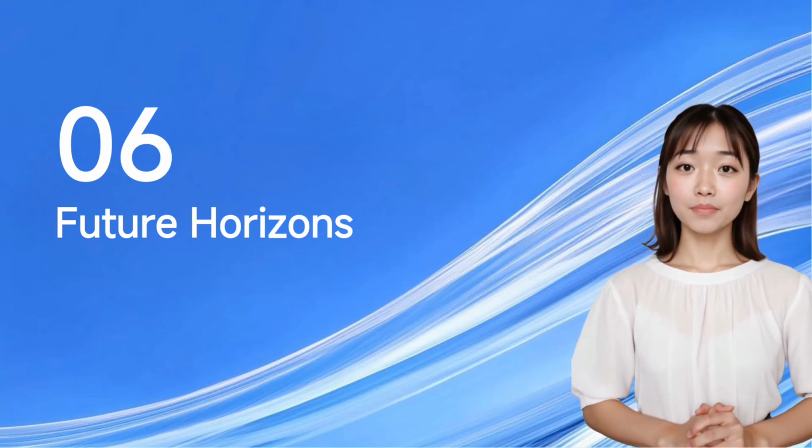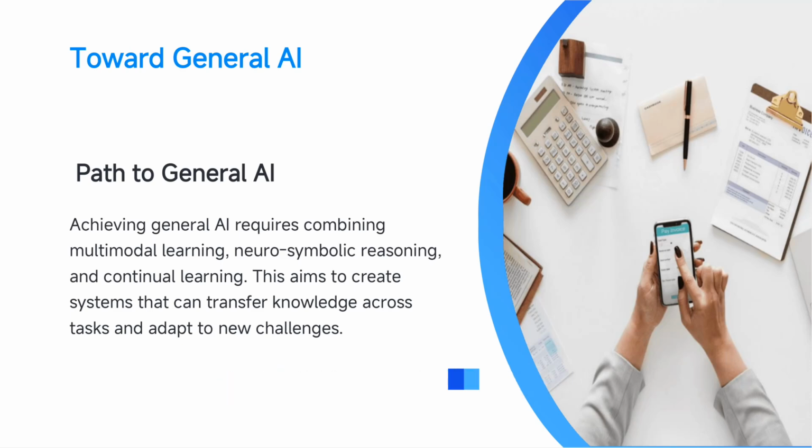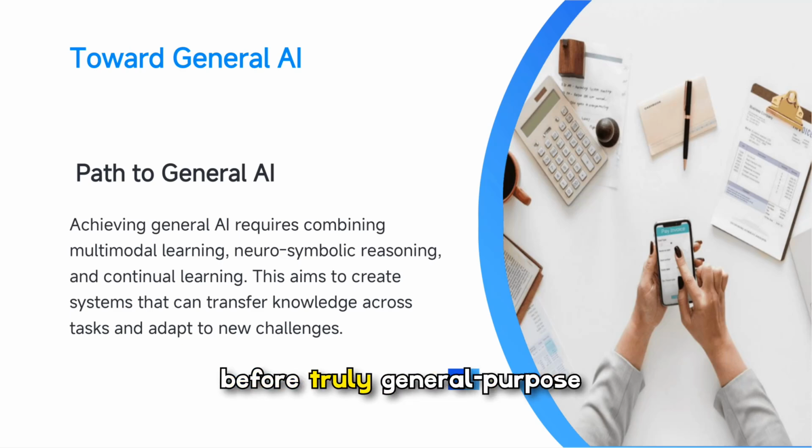Progress toward general AI involves combining multimodal learning, neurosymbolic reasoning, and continual learning so systems can transfer knowledge across tasks and adapt to new challenges. This path is gradual and requires advances in robustness, interpretability, and safety before truly general-purpose systems become practical and trustworthy in real-world settings.